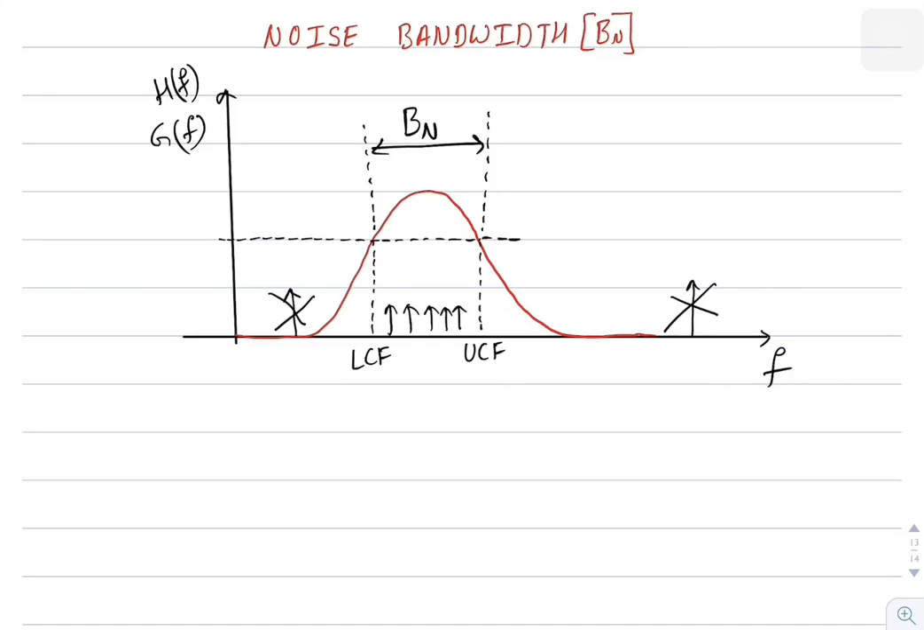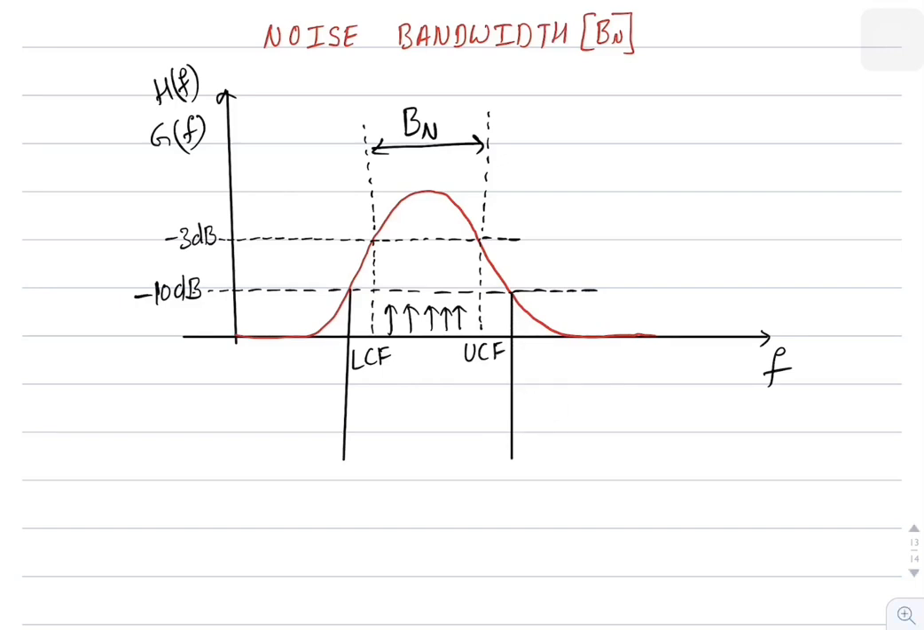Now you can ask me how this noise bandwidth is different from the bandwidth of the filter. Now, as I said, this is the minus 3 dB point. Sometimes even the noise which is less than minus 10 dB also will affect our system. So let us say this is minus 10 dB. That means if you take the minus 10 dB bandwidth, then the corresponding lower cutoff frequency and upper cutoff frequency are these two. Now this is considered as noise bandwidth.